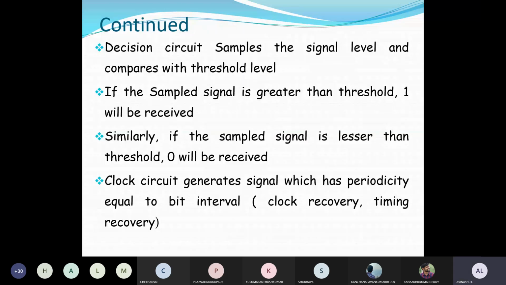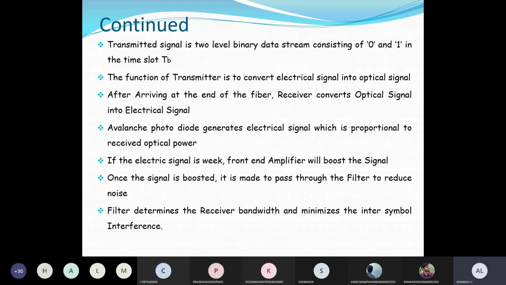Okay, so I will just give you 2 minutes of time to go through this particular slide. Whatever important points you feel, you can make a note of these points, and in the examination you need to write all these things properly.